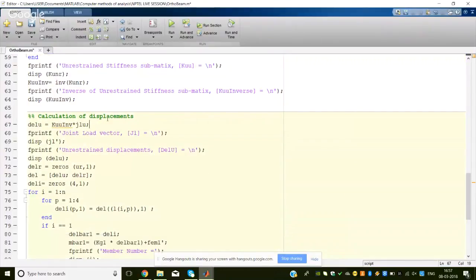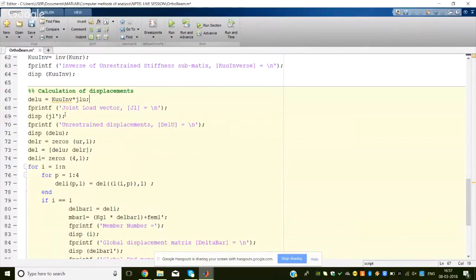So the next step is the displacement calculation. Del u is equal to KUU inverse multiplied by the joint load vector of unrestrained degrees. So the displacements will be calculated now, and the same has been displayed in the command window, and for that purpose we have included these 2 lines.